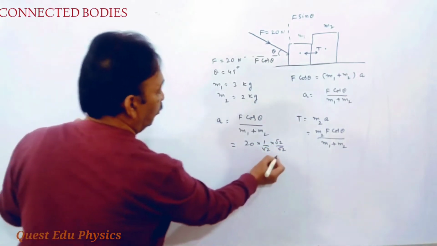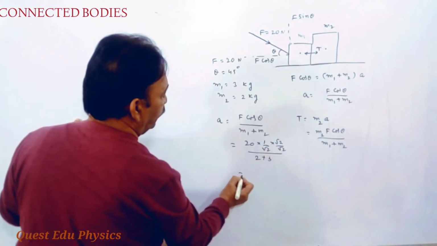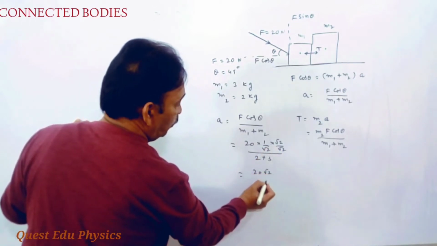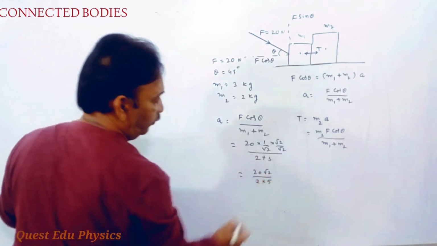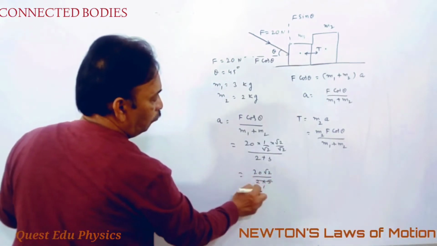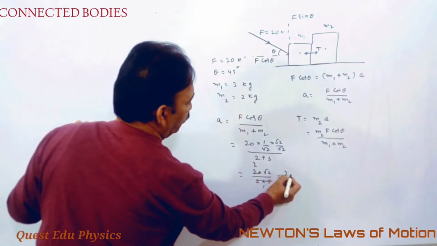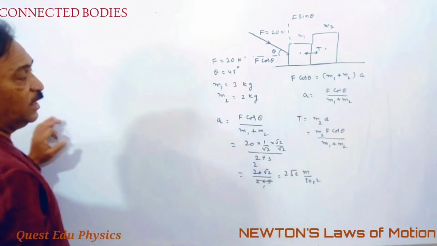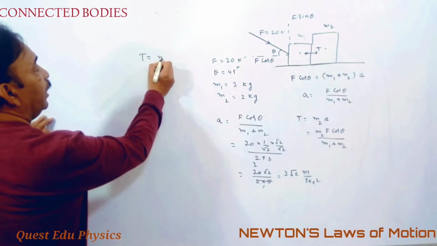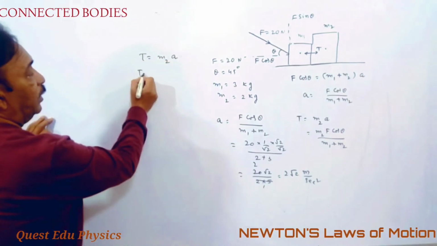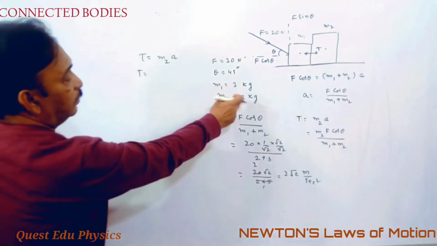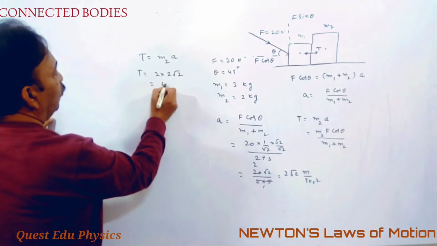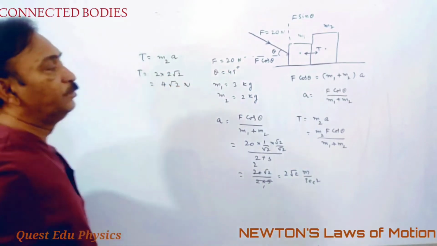Okay students, by 2 plus 3, that is 20, root 2 by 2 into 5, which is 2 root 2 meter per second squared. In the same way, the tension can be had as M2A. How much is it? 2 into 2 root 2, 4 root 2 Newton.